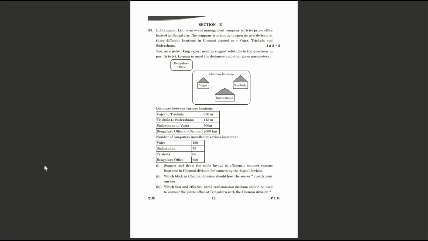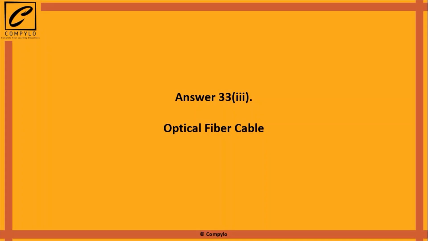The third question says, which fast and effective wired transmission medium should be used to connect the prime office at Bengaluru with the Chennai division? The recommended transmission medium should be fiber optic cable or optical fiber cable. See, the distance between Bengaluru and Chennai is high, so it requires a medium with minimum signal loss. Fiber optics can provide speeds up to Tbps, that is terabits per second, which is essential for handling large event management data. Unlike copper cables, fiber optics are immune to electromagnetic interference, ensuring stable connectivity.